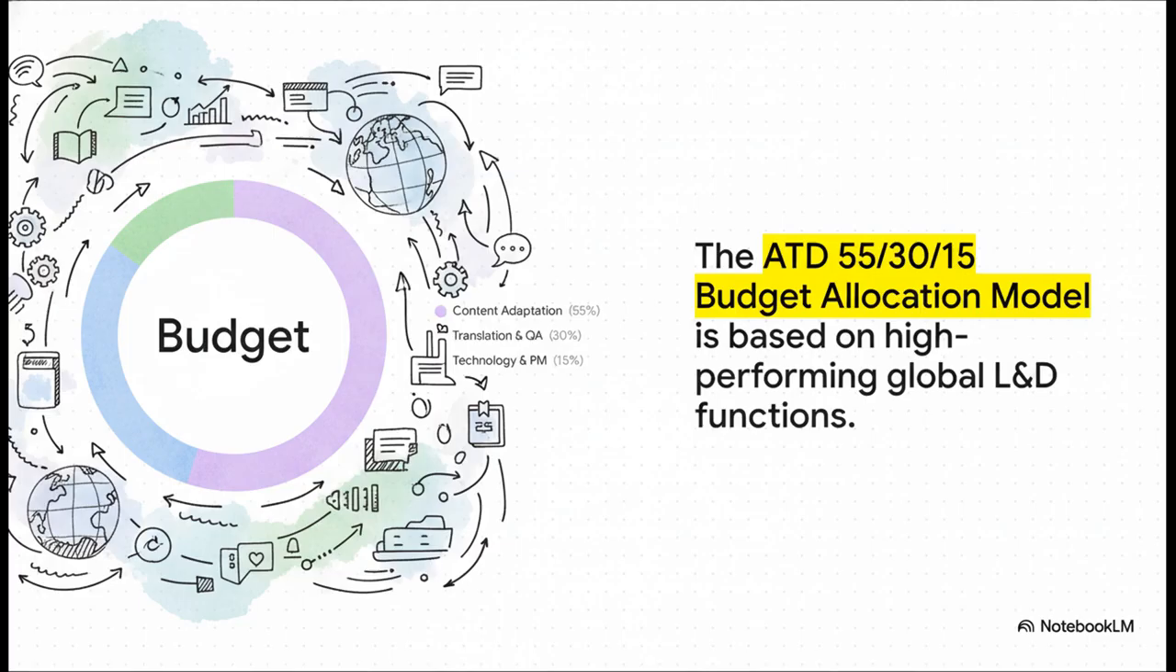Luckily, we don't have to guess. The report points to a really solid data-backed framework, the ATD 55-30-15 budget allocation model. This is based on research into what the best-performing global learning and development departments actually do. So let's break down where the smart money goes.